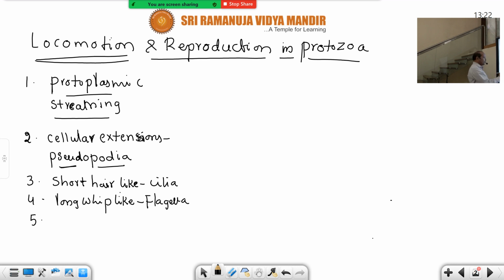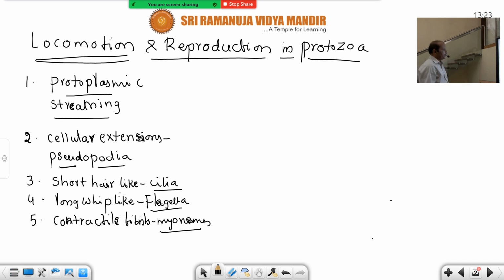And besides that, contractile fibrils. Contractile fibers, don't say. Contractile fibrils, you better say, because these are unicellular. Contractile fibrils are myonemes. So these are the four types of locomotor organs, organelles you better say: pseudopodia, cilia, flagella, and lastly myonemes. Their simple definitions: cellular extensions of the body, pseudopodia; short hair-like structures of the body, cilia; long whip-like structures, flagella; and contractile fibrils, myonemes. Just below the pellicle they are located. So this is about the types of locomotor organelles. Now let us take the first, pseudopodia. One by one we go for discussion. We take first pseudopodia.